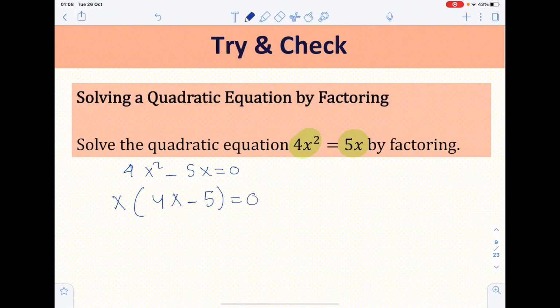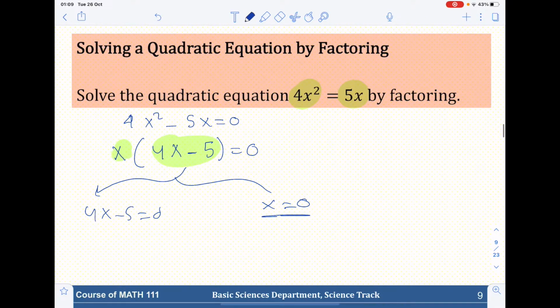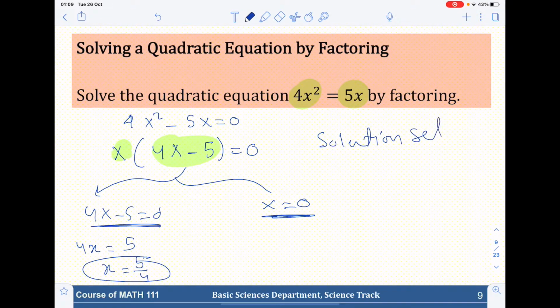Now, two factors whose product equals 0. So either the first one equals 0 or the second one equals 0. For the first one, I'm done. But for the second one, I have to solve it. This is a linear equation. So 4x equals 5, then x equals 5 over 4. So the solution set is 0 and 5 over 4.